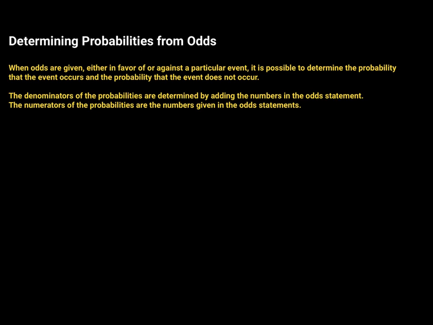Now, this is what's key. The denominators of the probabilities are determined by adding the numbers in the odds statement. The numerators of the probabilities are the numbers given in the odds statement. That might sound confusing. Let's look at an example, and I believe after the example, it'll all make sense.